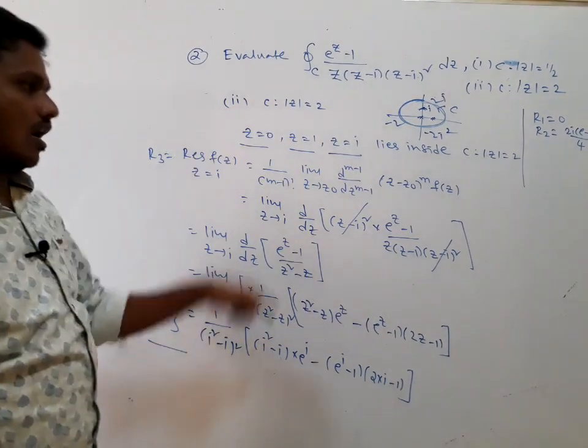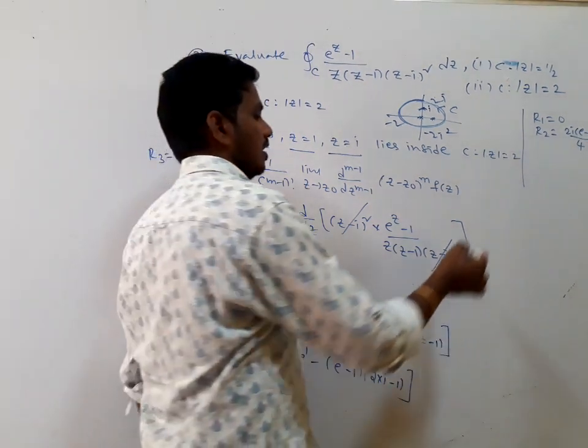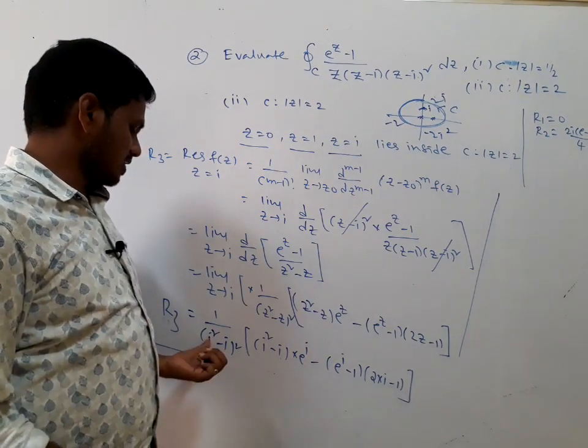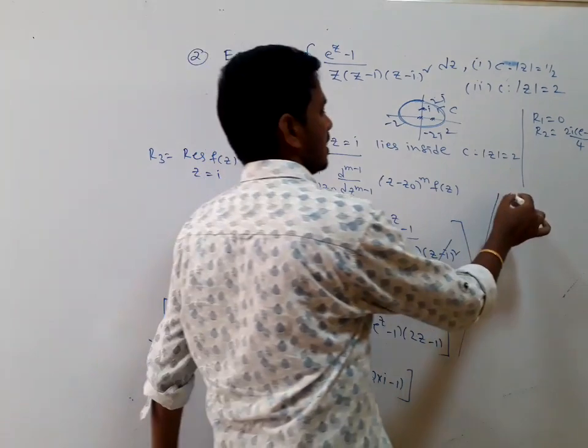Right, we have R1, R2, R3. Simplifying it, you can write the value. Yes, i square is equal to minus 1, and minus i whole square; expand it and simplify it, you will get R3.